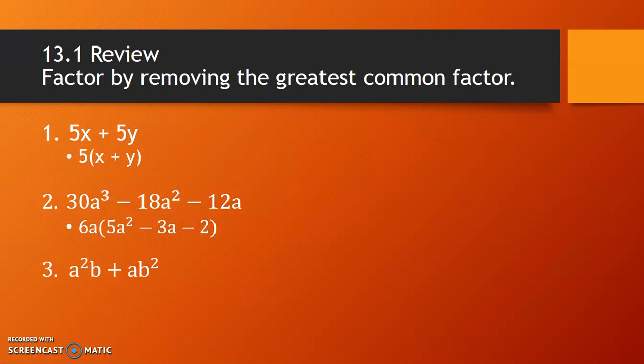For this last one here, it's just letters, so again, I would just look at each term and see what do they share, like what's the most number of each letter you could pull out. So you can take out an a and a b from both of them, and you're left with a plus b inside the parentheses.